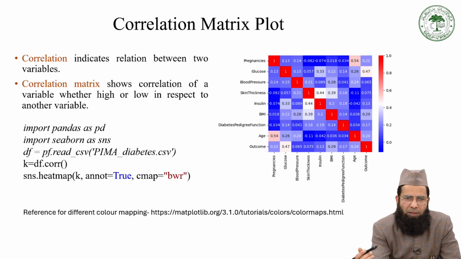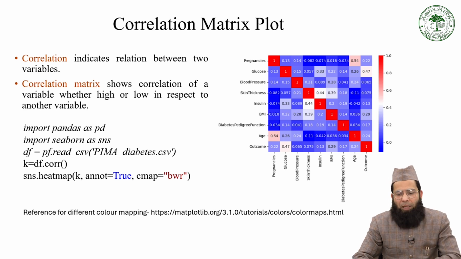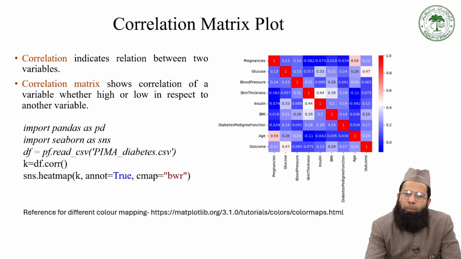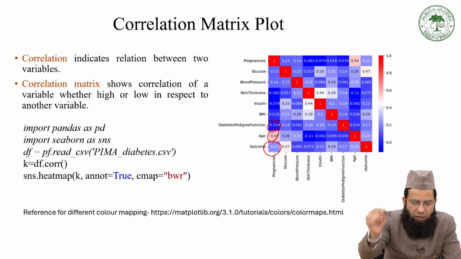This one is the matrix plot, or you could say heat map, used to draw the relationship between different features. It is a very important plot as far as correlation between different features is concerned. It indicates the relation between two different variables. You could see here how pregnancies, one feature in the diabetes dataset, is related to outcome, how much it is related to age, and how much it is related to other features as well.